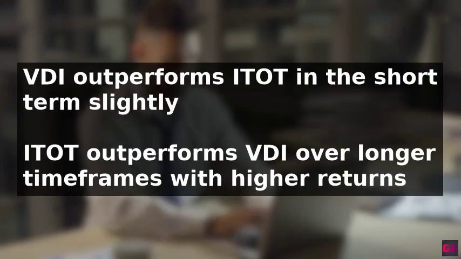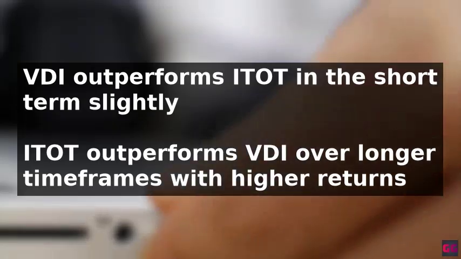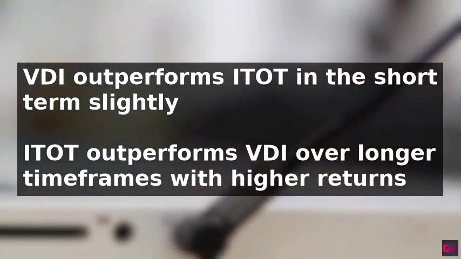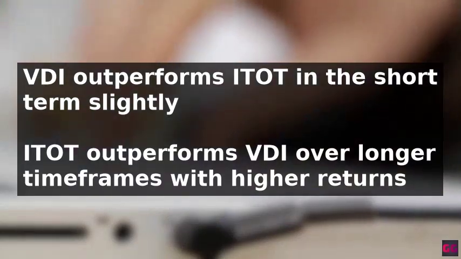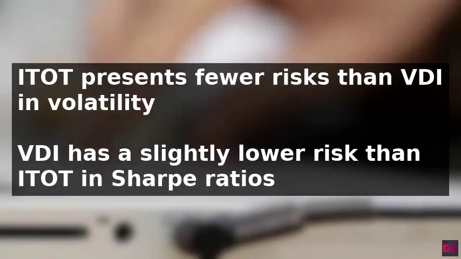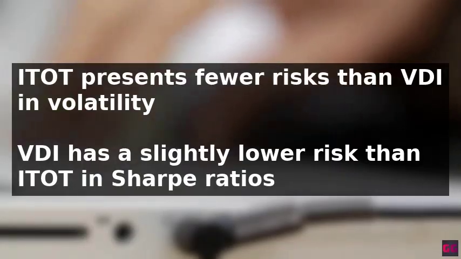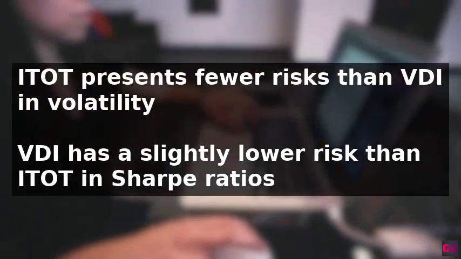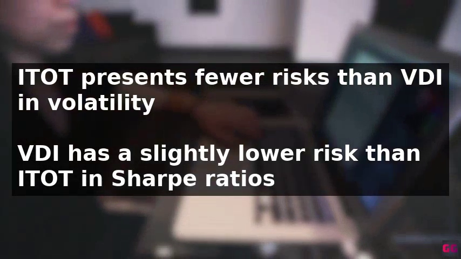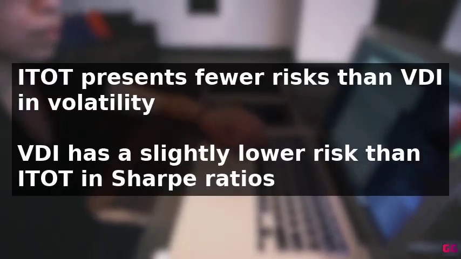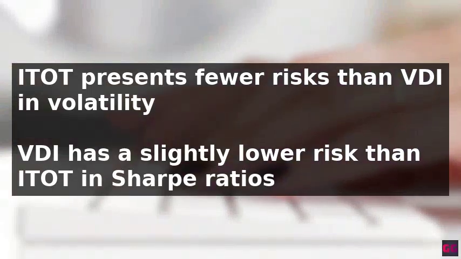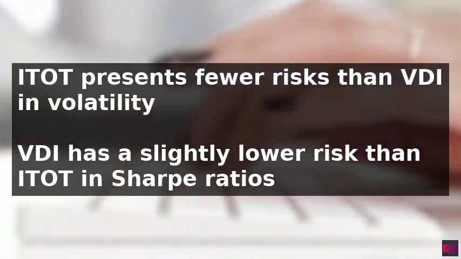When assessing investment risks using volatility and drawdowns, ITOT presents fewer risks than VTI. On the other hand, their Sharpe ratios indicate slightly lower risks for VTI compared to ITOT, although the difference is small. Consequently, ITOT and VTI are again evenly matched in terms of investment risk, depending on the metric used.